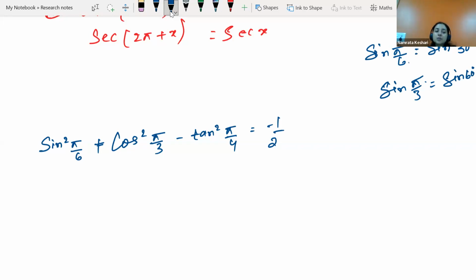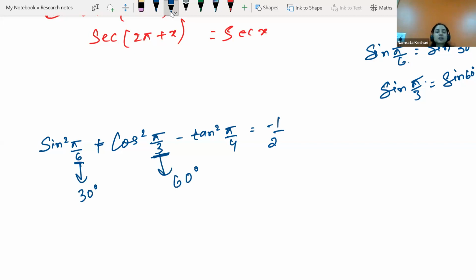Keep it in mind. जब भी denominator में 6 है, इसका मतलब कि 30 डिग्री की बात हो रही है. Pi by 6 है, इसका मतलब 30 डिग्री, और denominator में जब 3 है तो 60 डिग्री की बात हो रही है. उल्टा है. जब 6 है तो 30 डिग्री की बात हो रही है, 3 है तो 60 डिग्री की बात हो रही है.